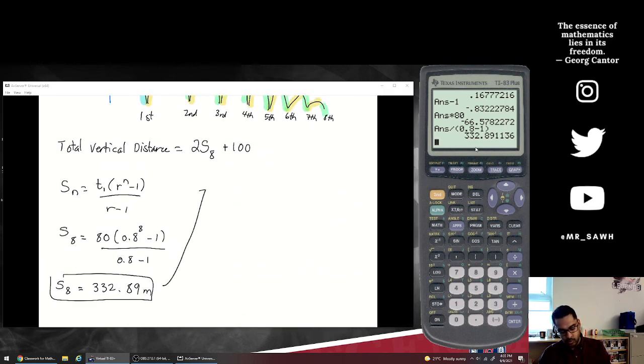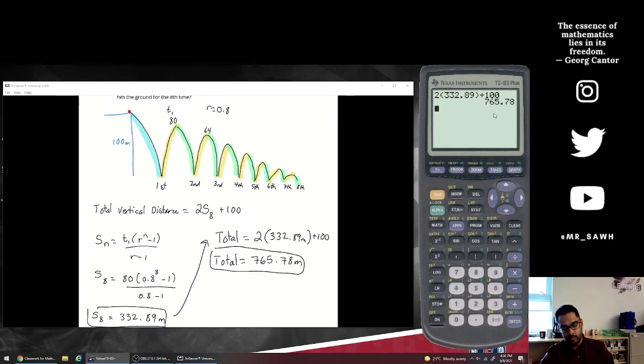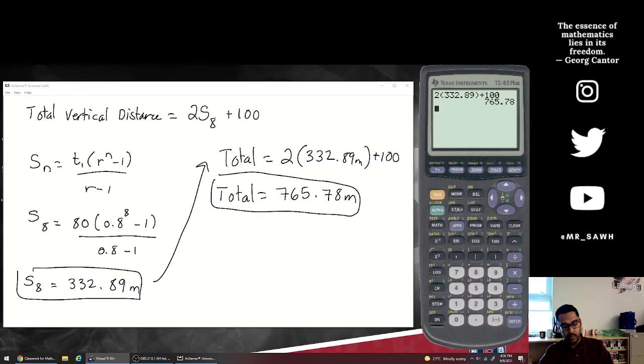And now I can put it into what we said was our expression, so the total is going to be 2 multiplied by 332.89 meters plus 100, right? So our total is going to equal something, 332.89 times 2 plus 100. There we go. 765.78 meters. There's the total, right? And that accounts for the upwards motion vertically, the downward motion vertically, and the extra 100 we had to account for. So it accounts for all of the pieces that we needed to.